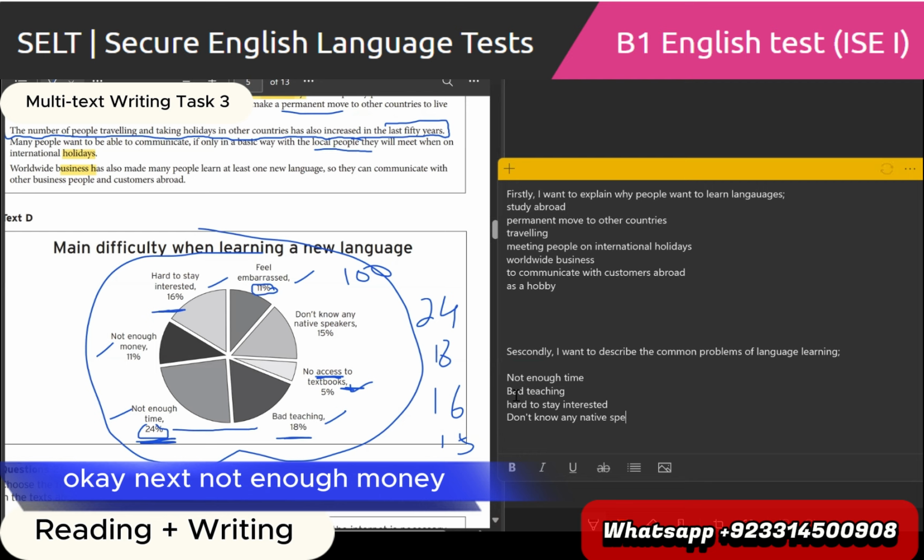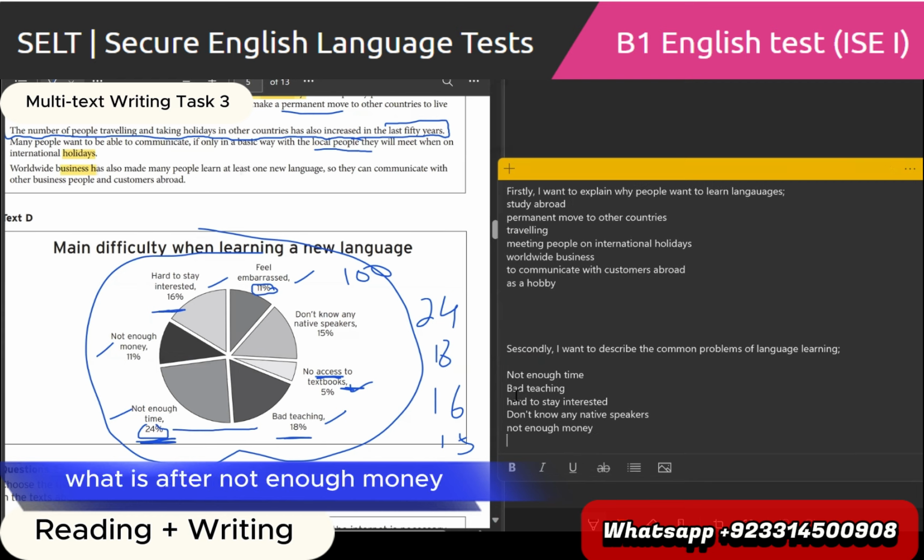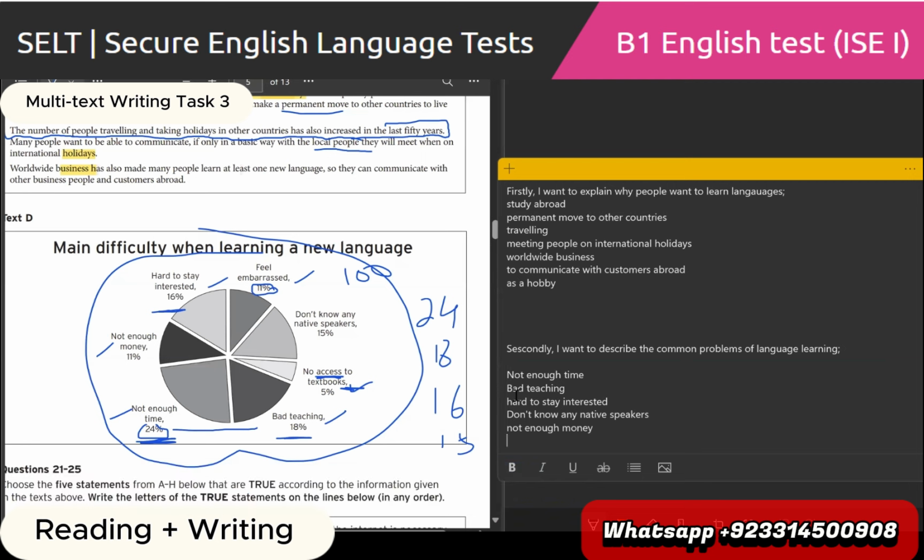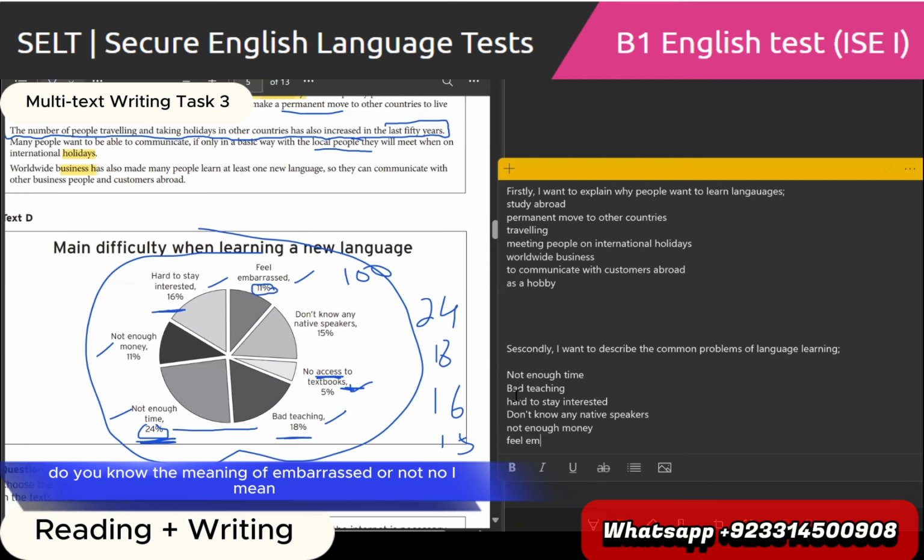Okay, next. Not enough money. Then, and also feel a bit. What is after not enough money? Feel embarrassed. Do you know the meaning of embarrassed or not?